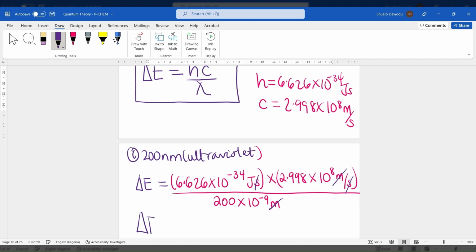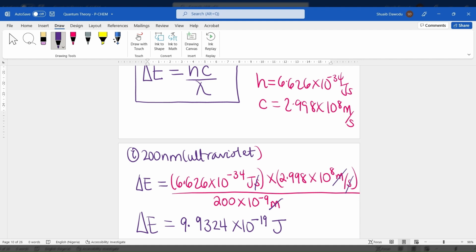So the change in energy, or energy of photon, ends up becoming 6.626 times 10 to the power of negative 34 joules times 2.998 times 10 to the power of 8 divided by 200 times 10 to the power of negative 9. When we input all of this information in the calculator, we end up getting 9.9324 times 10 raised to the power of negative 19 joules.